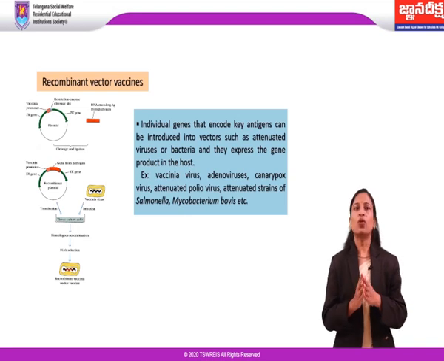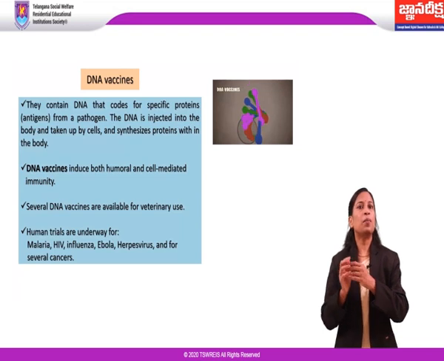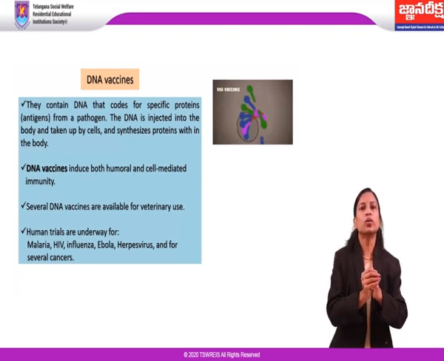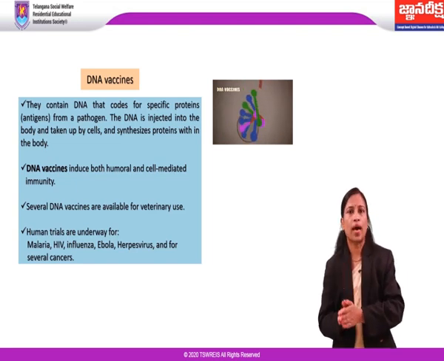DNA vaccines, or third generation vaccines, contain plasmid DNA that encodes specific antigenic proteins from a pathogen.